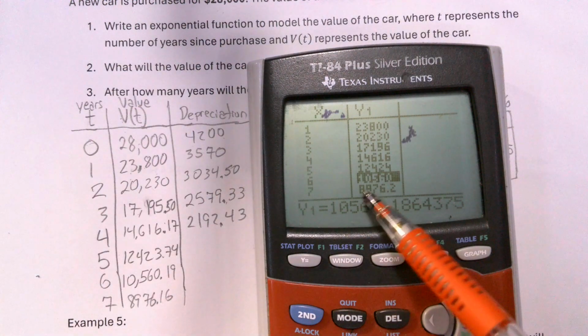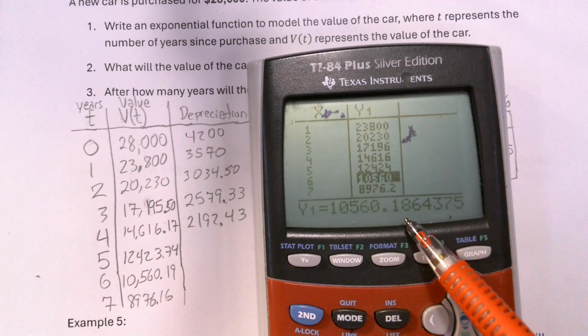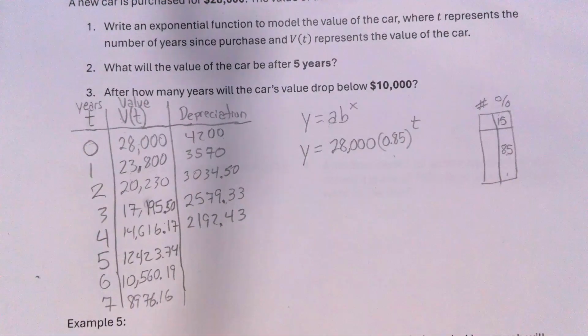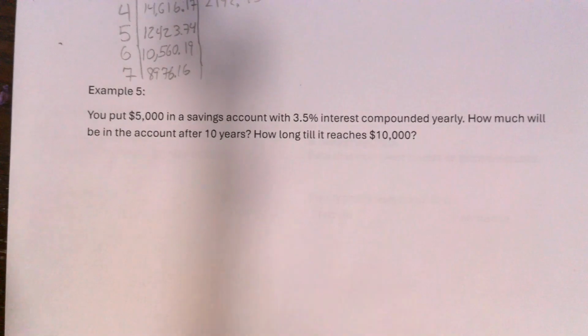But we can see that the values we're looking at, 10,560.19, right, with that rounding. All right, let's go and take a look at the last problem. This is the last problem of the lesson. And for this one here, we're going to look at, turn this back on.